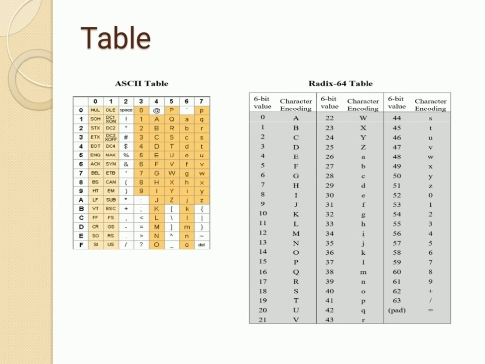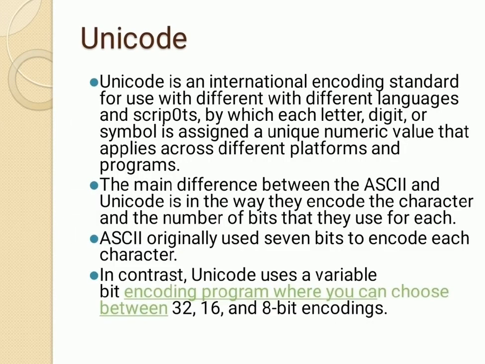Next we have Unicode. Unicode is an international encoding standard for use with different languages and scripts, by which each letter, digit, or symbol is assigned a unique numeric value that applies across different platforms and programs. The main difference between ASCII codes and Unicode is in the way they encode the characters and the number of bits that they use for each. ASCII uses 7 bits to encode each character, and Unicode uses a variable bit encoding program where you can choose between 32, 16, and 8-bit coding.